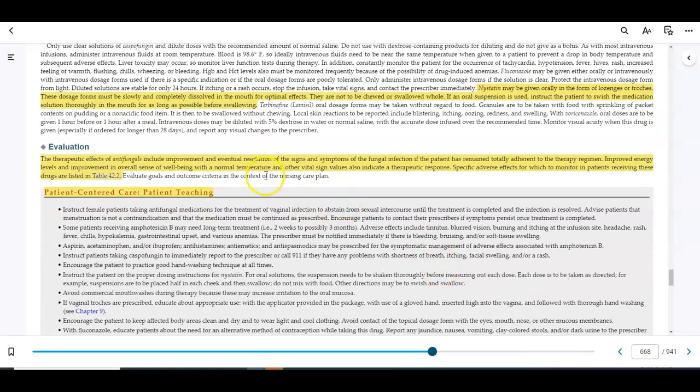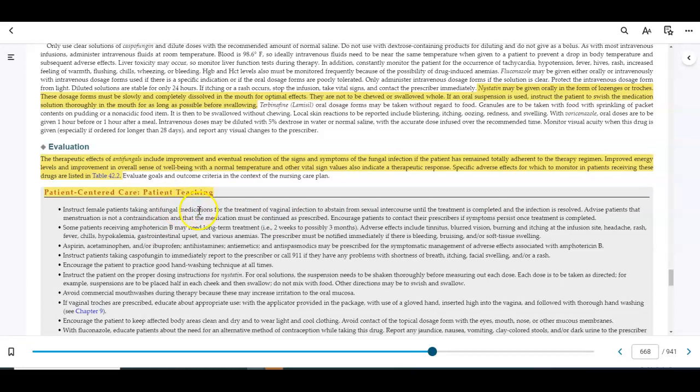Under our evaluation, we want to make sure that as the fungal infection decreases, the patient's feeling better, so they'll have resolved signs and symptoms of that fungal infection. And look here, this is one of the only places in our textbook you'll see this. So they have improved energy and sense of well-being with normal temperature, and other vital signs indicate that therapeutic response. This is one of the only times you'll see that increased energy level, because it's so difficult for your body to fight those fungal infections.